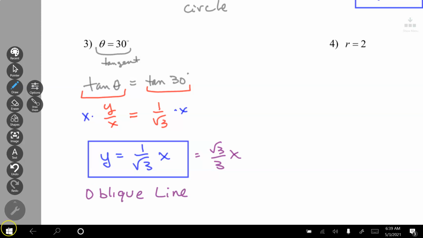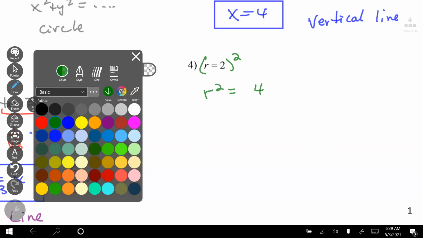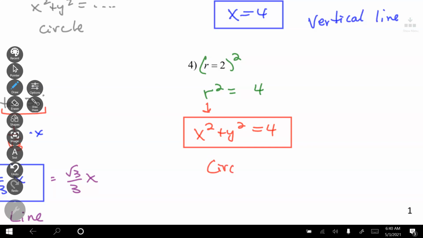Either way, this is an oblique line with a slope of 1 over radical 3. It's a slanted line. So remember, going back to number 1, I like having r squared, and if I multiply by r, I do get my r squared, but the other side is 2r, and that doesn't really help me. But this one I can square, and I get r squared is equal to 4. And I like this r squared business because every time I see r squared, I can just rewrite it as x squared plus y squared is equal to 4. I can go to my calculator and put in r equals 2. If you had an equation where r just equals 2, that means the radius is always equal to 2, so this is a circle. Again, x squared plus y squared is always going to be a circle.